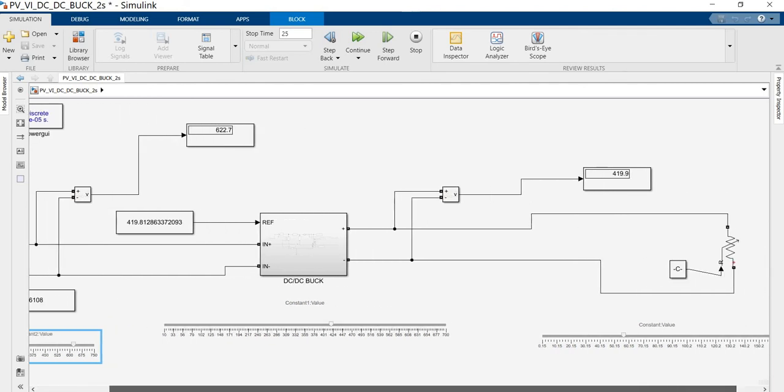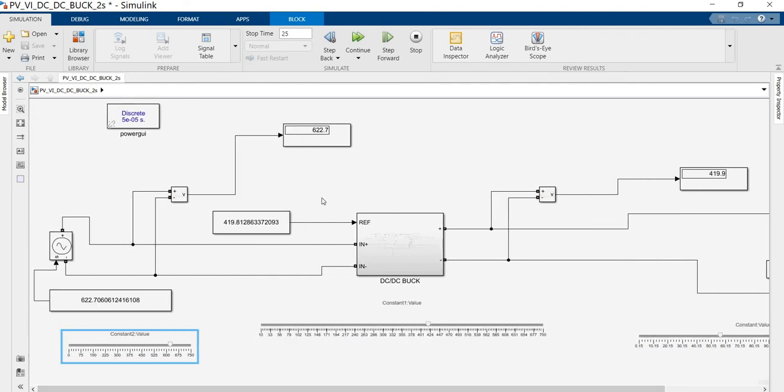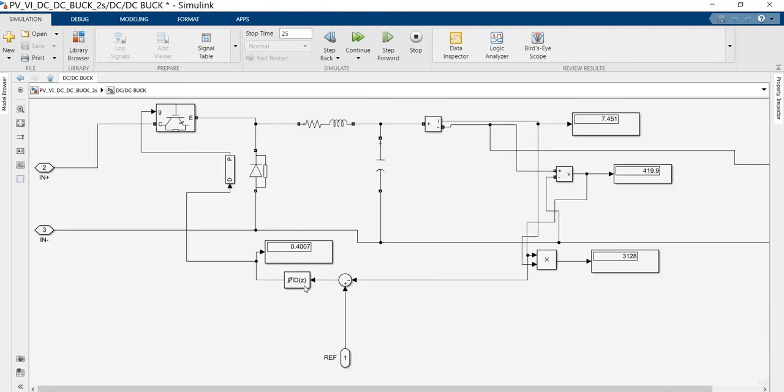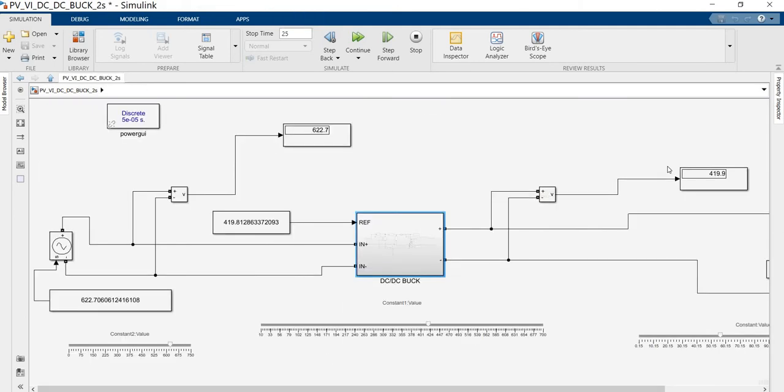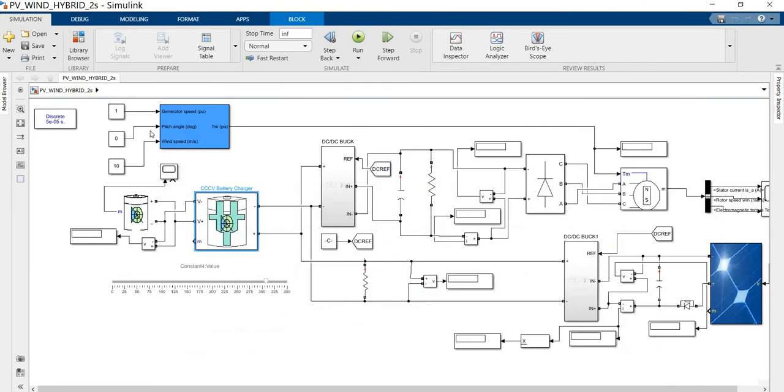So this is the DC to DC converter, perfectly working by using the PID controller. So this is the base operation of this integrator, that is, the integrated circuit environment.